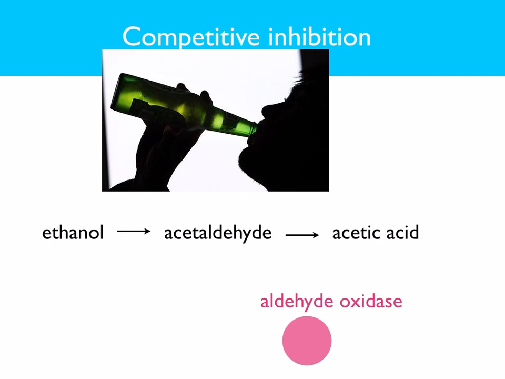Now there is a drug called disulfiram that can help alcoholics. What it does is it binds to the enzyme and prevents acetaldehyde from being oxidized. This means that acetaldehyde builds up and it's got horrid side effects such as vomiting. So if someone takes this drug and drinks alcohol, they'll get a very nasty side effect such as vomiting.